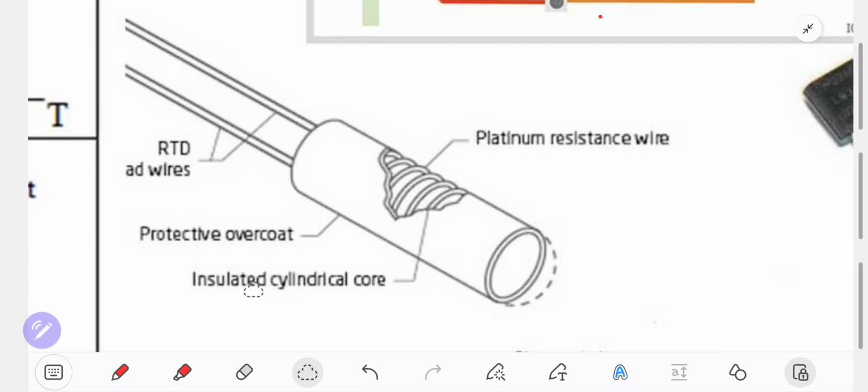Next, what is the function of the insulated cylinder core? The function is to protect this wire from touching that wire. So the function is for preventing short circuits.